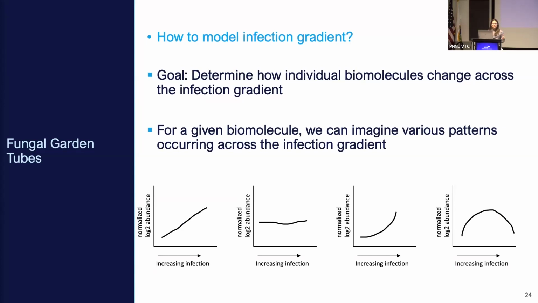From these samples, the aim was to determine how the individual biomolecules, so for us, lipids and proteins, changed across the infection gradient. So to do this, we needed to know how to model those individual biomolecule abundances across the gradient. We could imagine that there might be different patterns, right, for different molecules. Some lipids might show an increase in abundance across that gradient. For others, there might be no change, or we might have some nonlinear relationships as well.